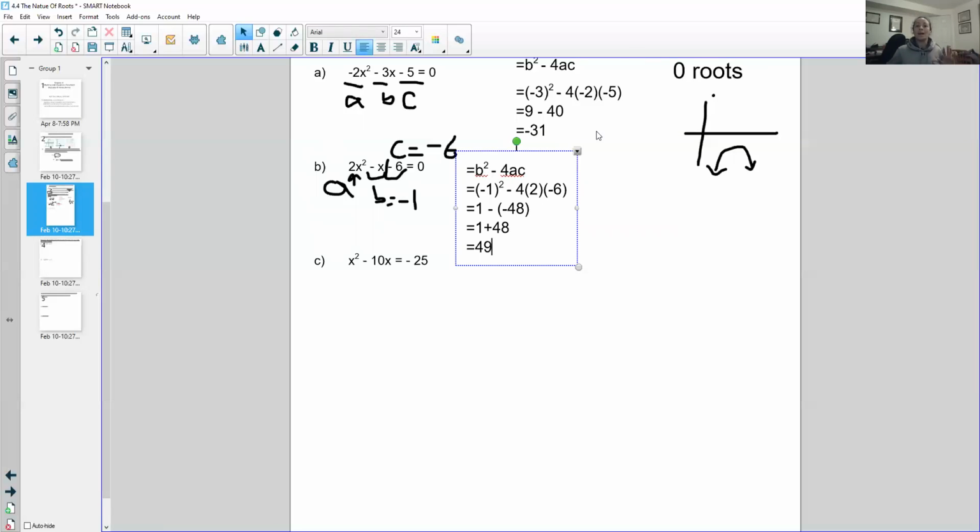Now remember, this is underneath the root sign, so we would take the square root of 49, and then we would have in our quadratic formula, -b plus or minus the square root of whatever this answer is. So because it is a positive number, we would be having 2 real roots, right? -b plus 49 and -b minus 49. So this gives us 2 real roots.